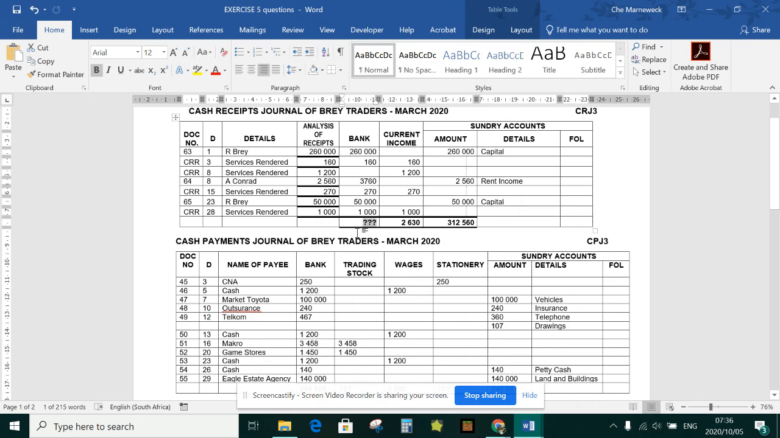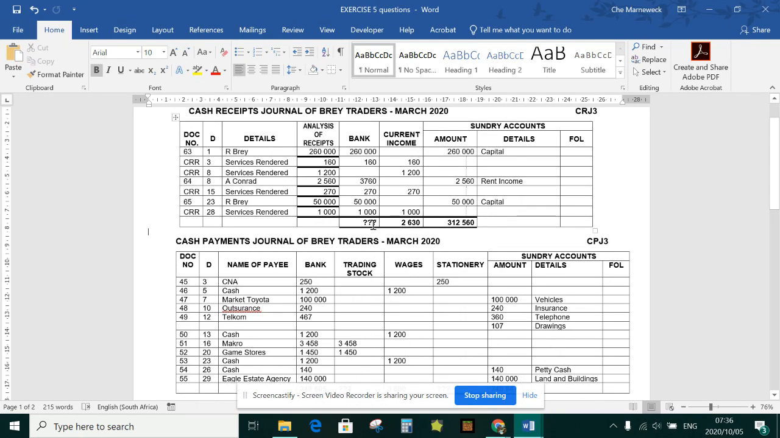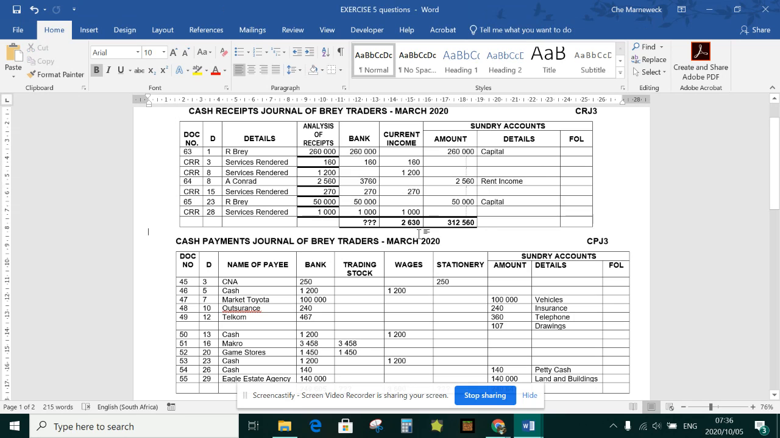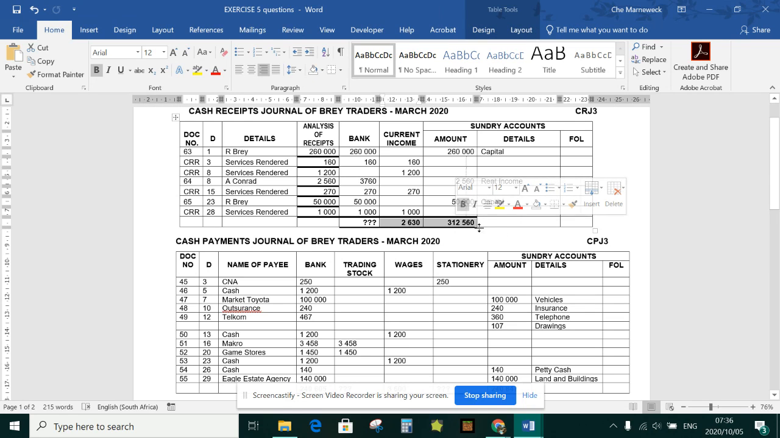So the two different ways in which we could work out the total of the bank column. Option 1, we add all the figures up under bank and it will give us a total. Option 2, much easier. The total of bank is the total of our other columns added together. So instead of adding all of those figures, I could say the total of current income plus the total of sundry will give me the total of bank.